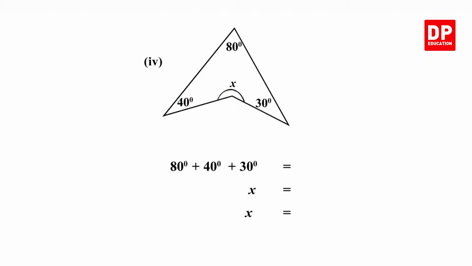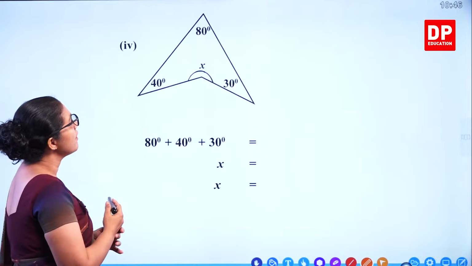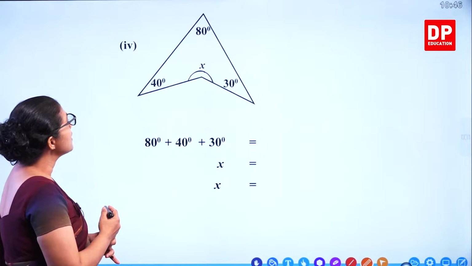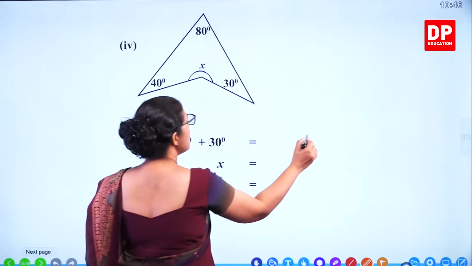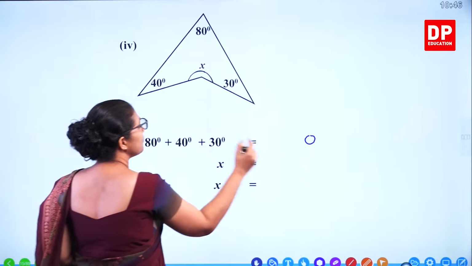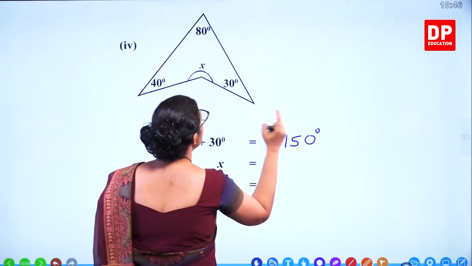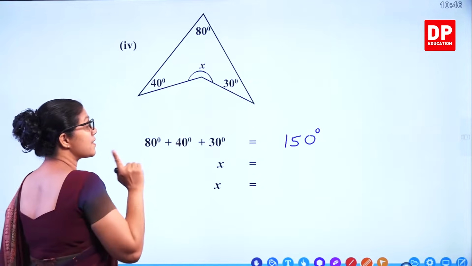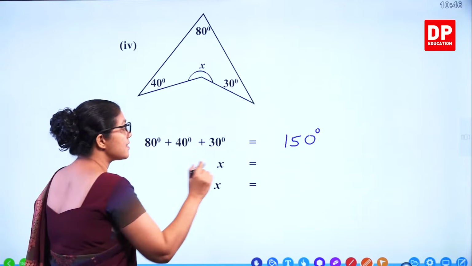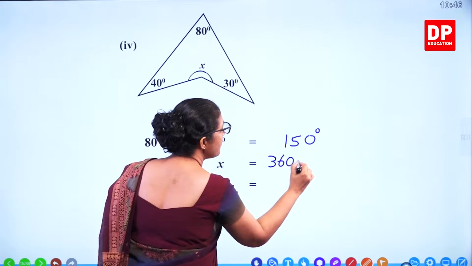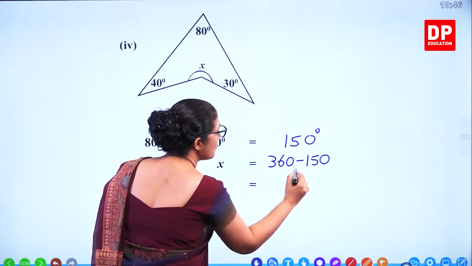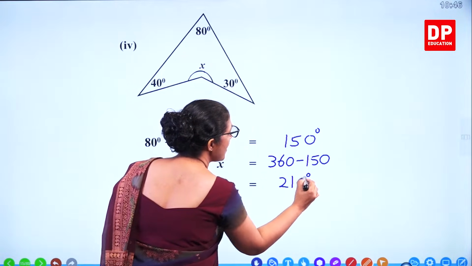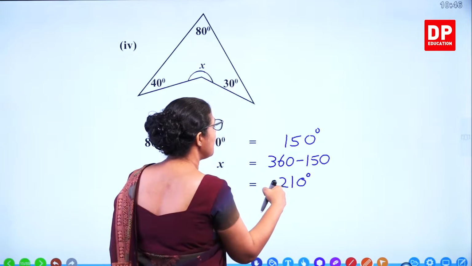This is a concave quadrilateral. So what's 80 plus 40 plus 30? When you add it, you get 150. So how do you find out the reflex angle? 360 minus 150. You get 210, that is the reflex angle.